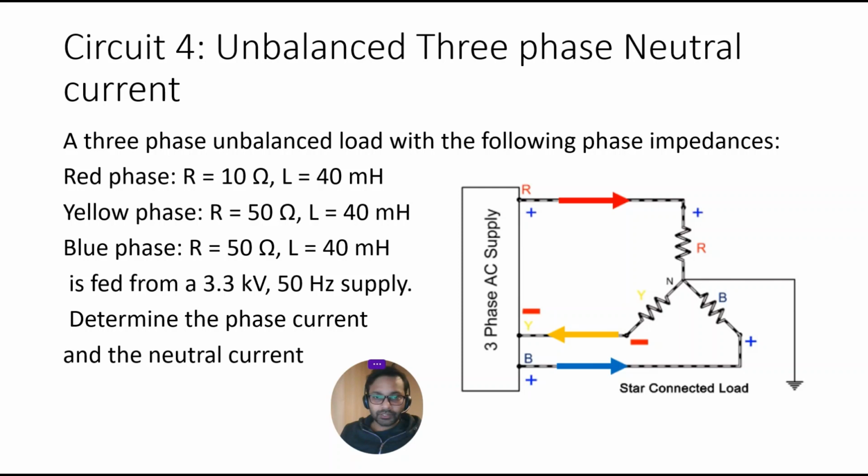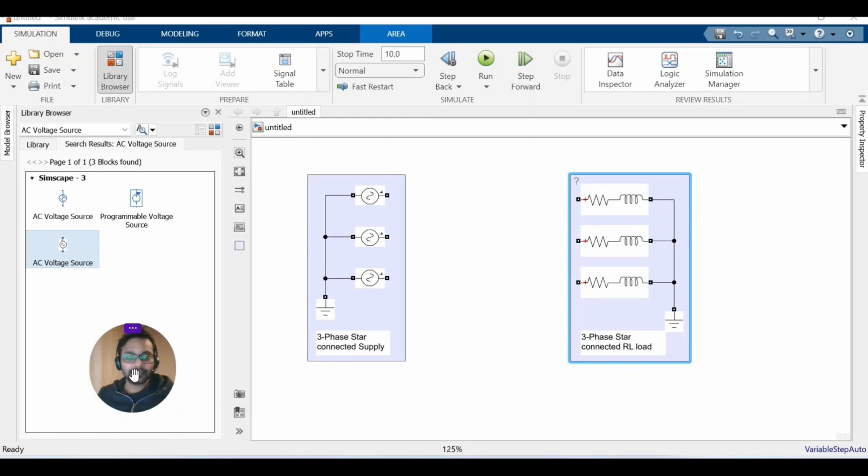I'm going to use some of the components we have already designed in the last video. We have already designed the three-phase star-connected AC supply and the three-phase star-connected load as well. I'm going to use both of them, so let's go to Simulink and implement this unbalanced three-phase circuit. What I have done is copy the star-connected supply and the star-connected RL load from the circuit we designed in the previous video.